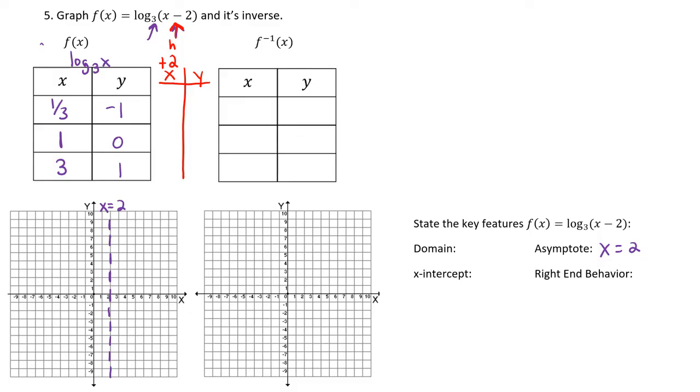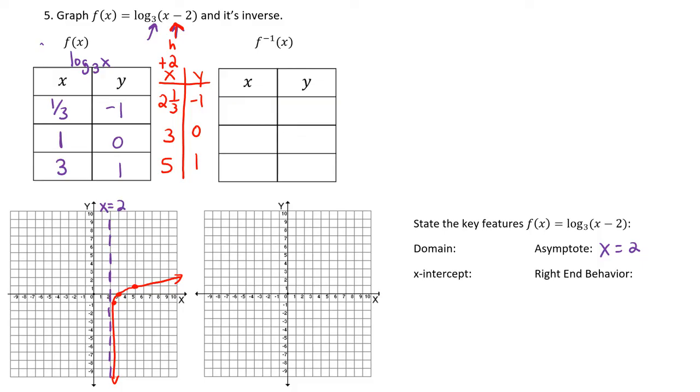So I'm going to add 2 to each one of my x's in my column. So 1/3 plus 2 is 2 and 1/3. 1 plus 2 is 3. 3 plus 2 is 5. Nothing's happening to the y's because we're not moving the graph up or down, only to the right. So I'll have 2 and 1/3, -1, 3, 0, 5, 1. Then I connect the points, don't pass the asymptote, like so.